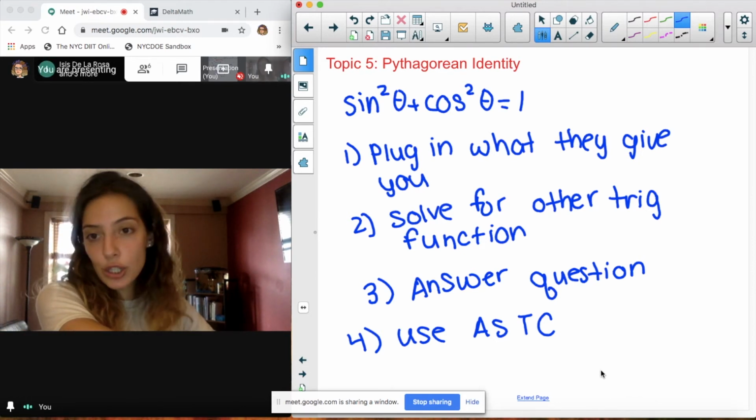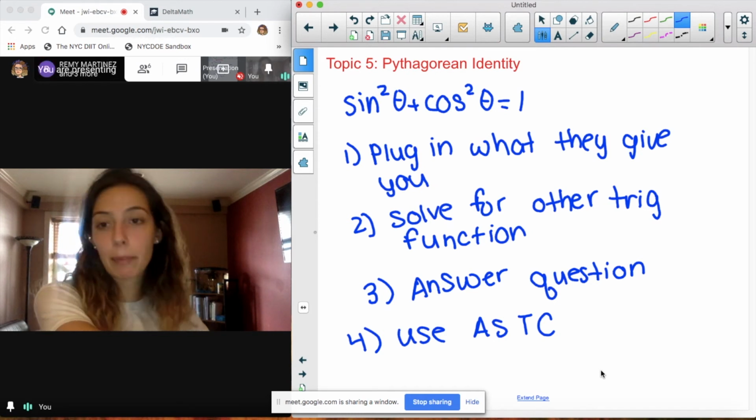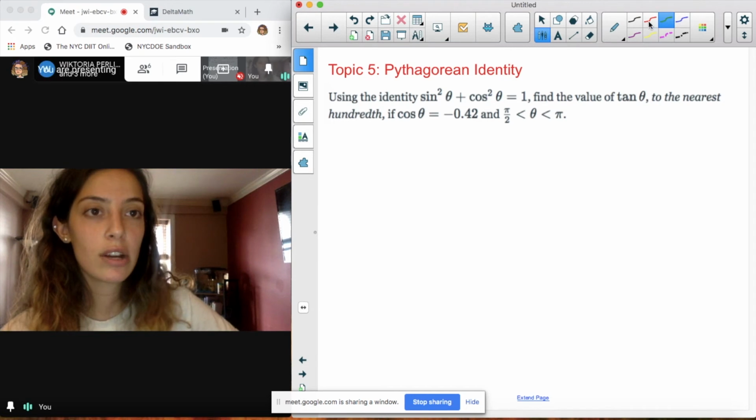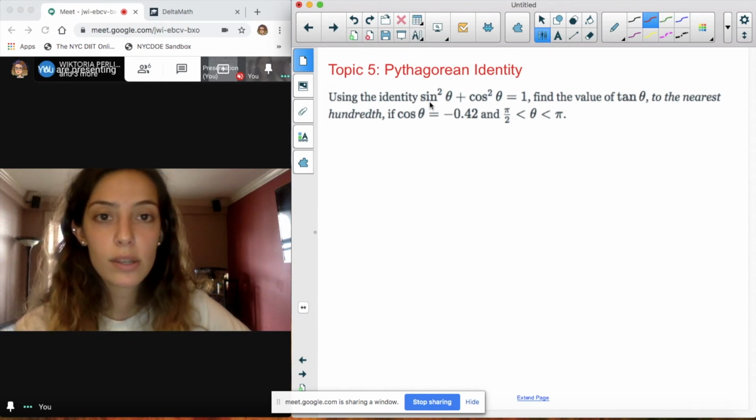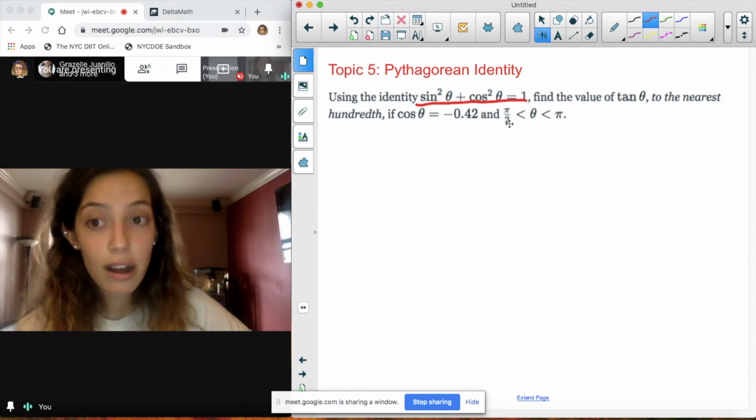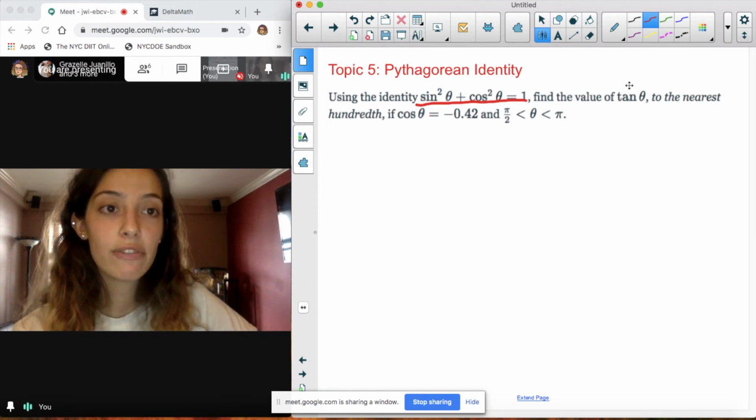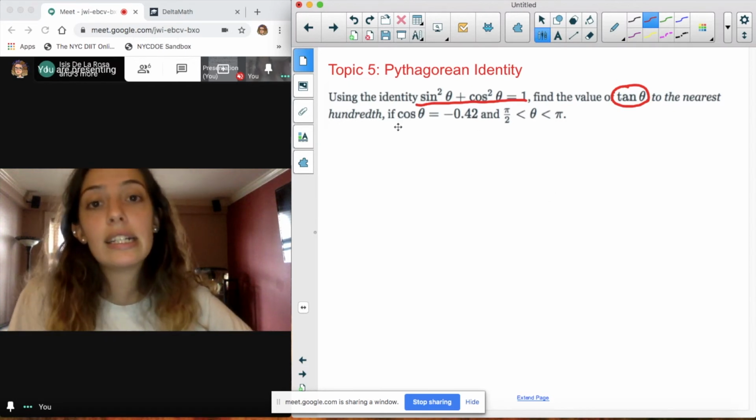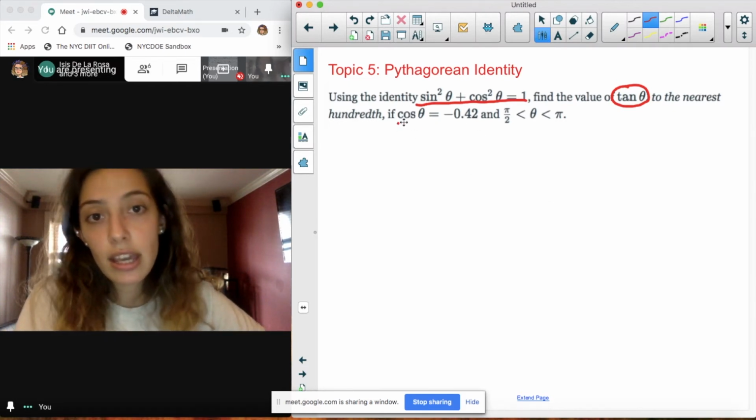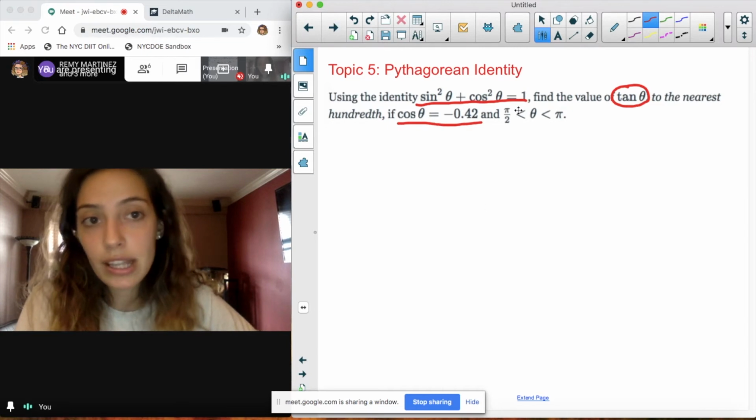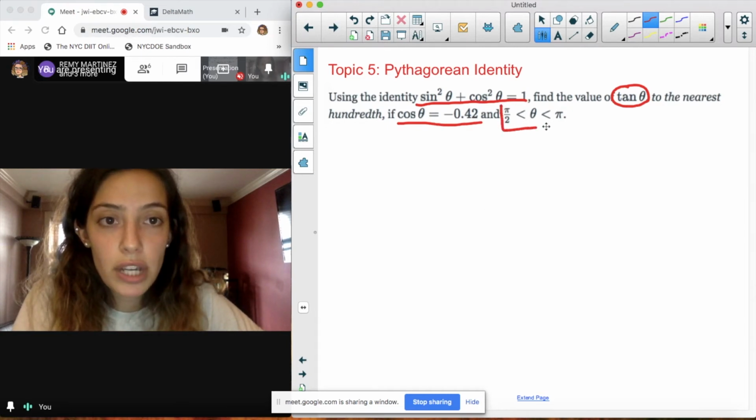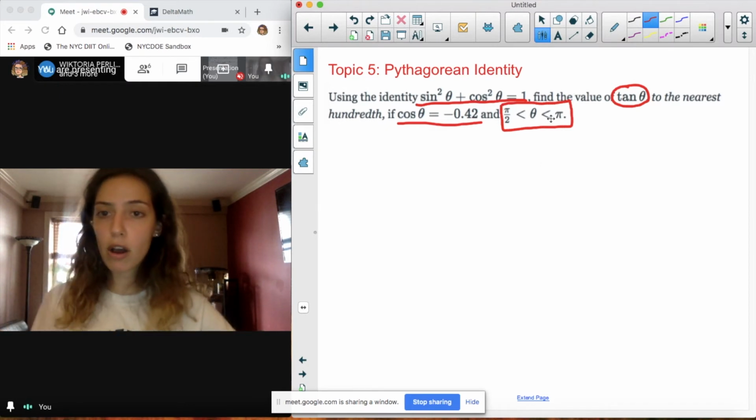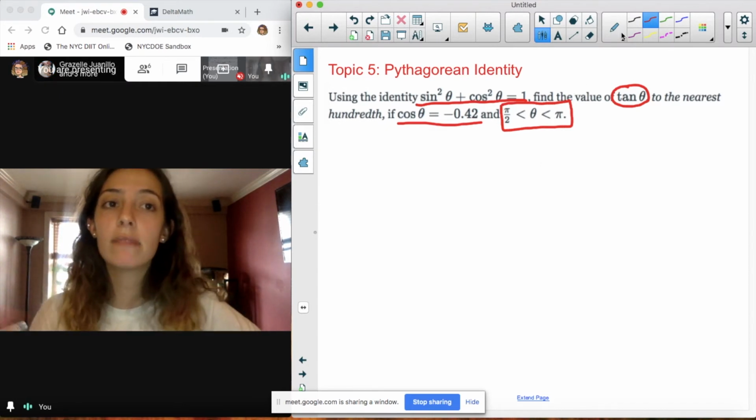So moving to a couple of examples, we're going to do 2 examples of this because there's 2 different types of questions. So here is the first. So it says using the identity, so they tell you to use it. Find the value of tangent of theta, that's what we're looking for, to the nearest hundredth if cosine of theta is equal to that. And then they give us this over here. I want to talk about this for a second because that confused some people on yesterday's lesson. I got some emails about it.